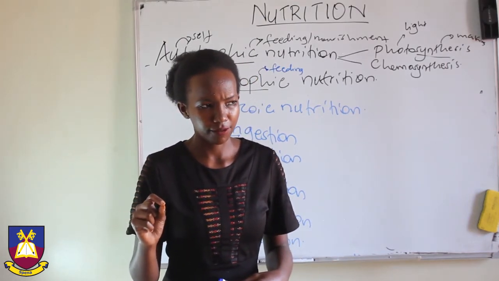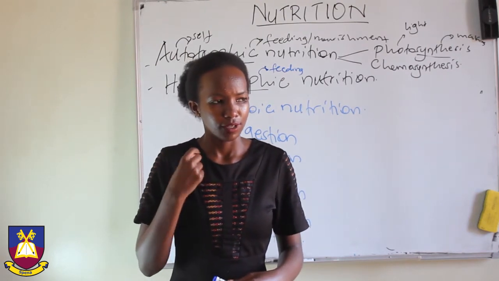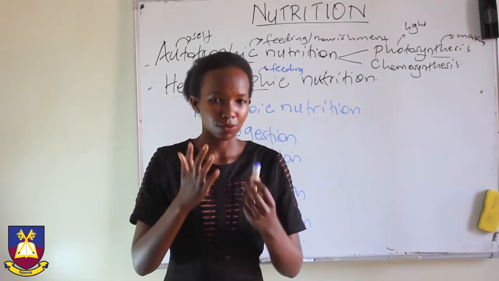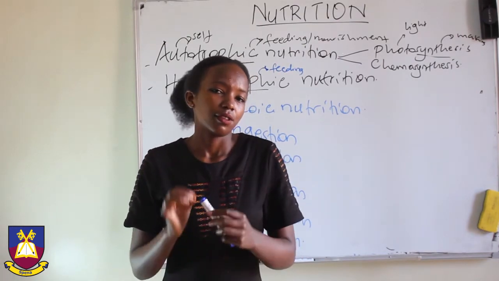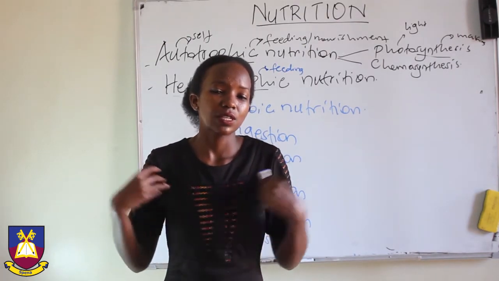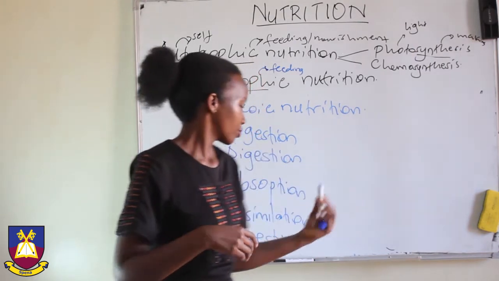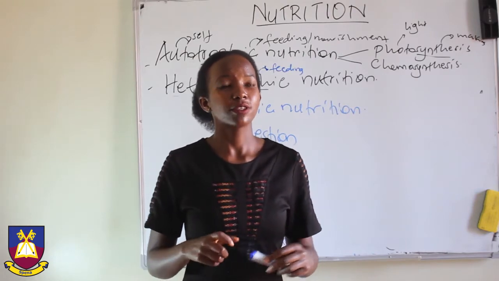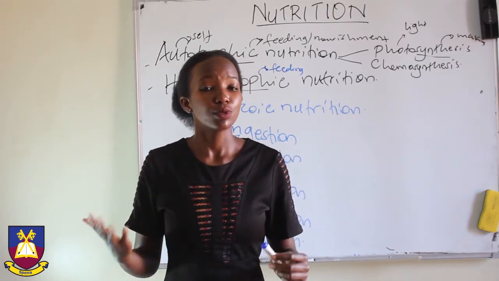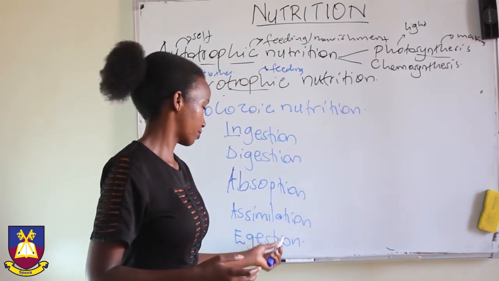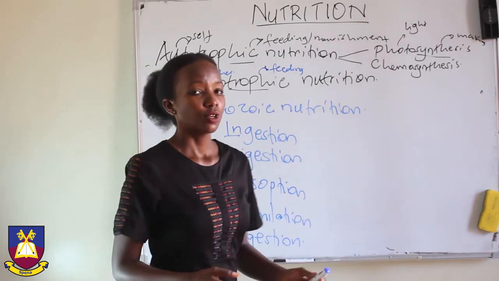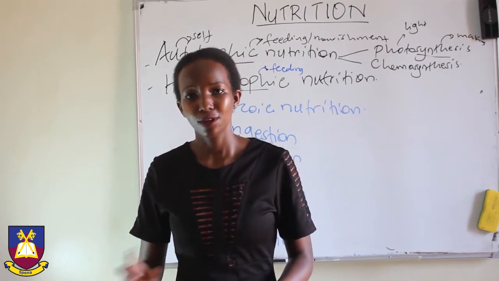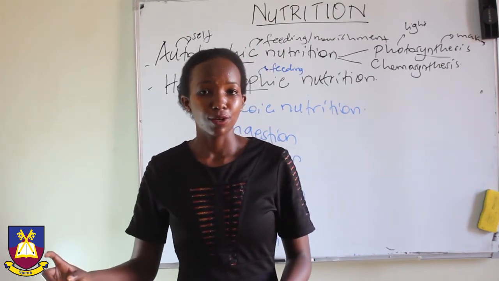For example, if I eat my posho, it's broken down, I put it into my body, it was broken down, the product of it, which is glucose, entered my blood. Now that glucose being used up is the assimilation. Maybe to give me energy, maybe to be stored, that is assimilation. And lastly, egestion, which is now the expulsion of the undigested food from the body of an organism.